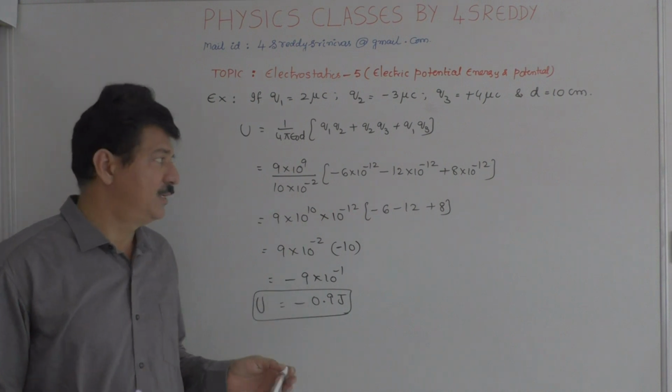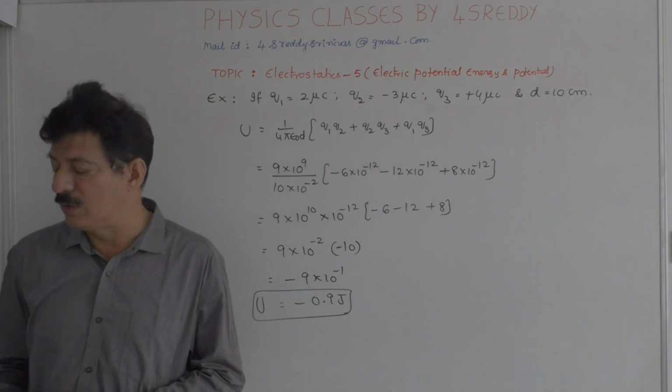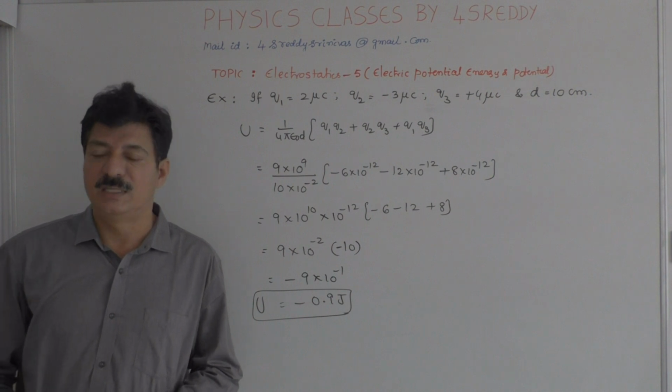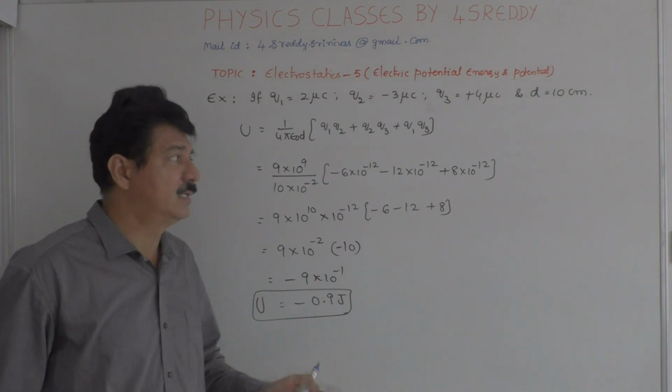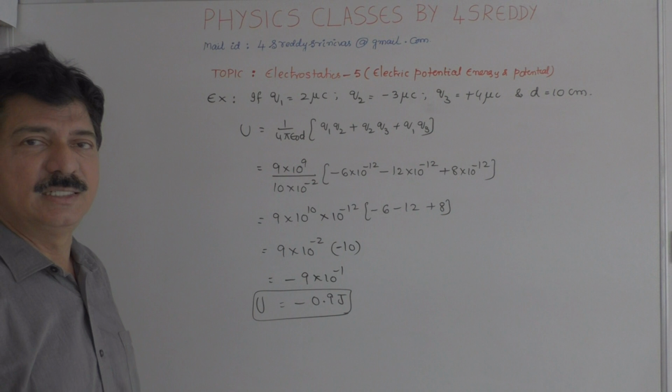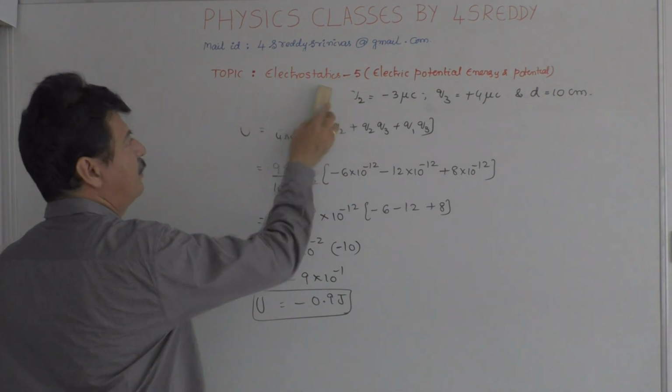So for any given numerical values, you can easily calculate the potential energy of the system of three charges kept at the three corners of an equilateral triangle of side D. Same thing.